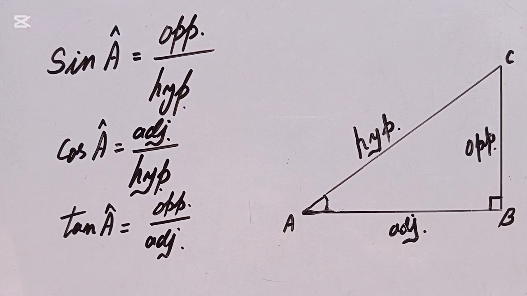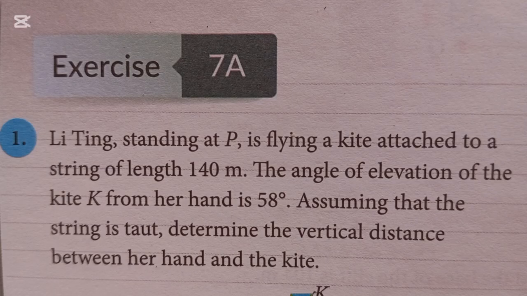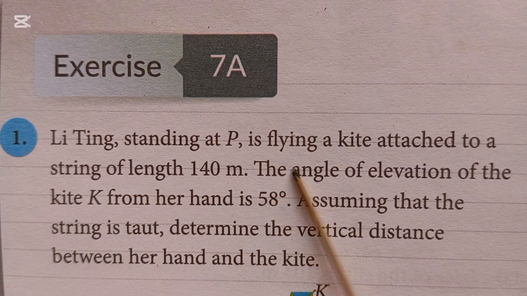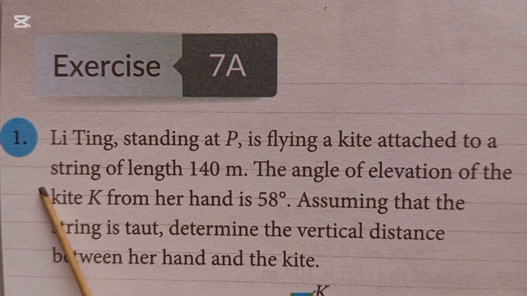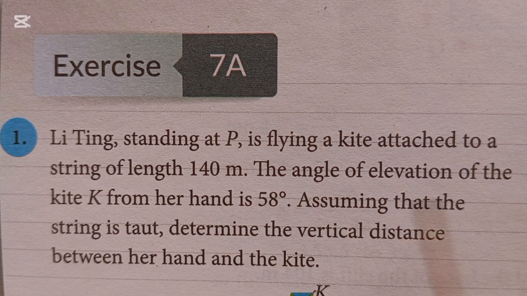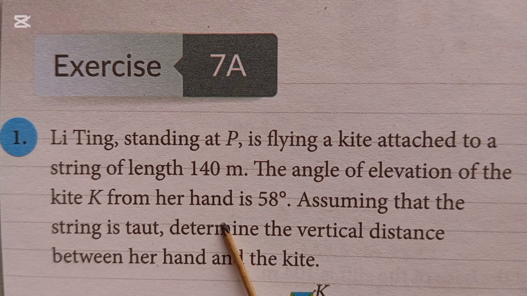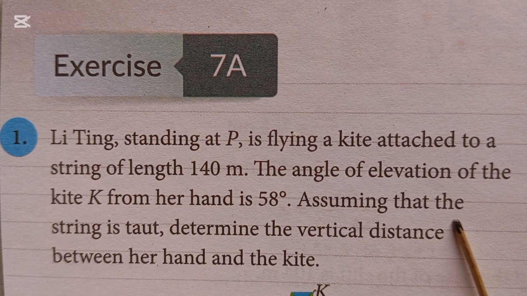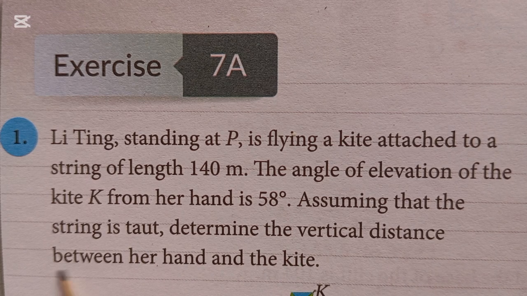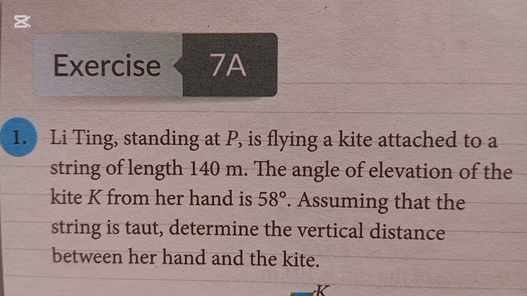Now we solve some basic questions using the trigonometric ratios. We take question 1 of exercise 7a from book 4. Li Ting, standing at P, is flying a kite attached to a string of length 140 meters. The angle of elevation of the kite K from her hand is 58 degrees. Assuming that the string is taut, determine the vertical distance between her hand and the kite.